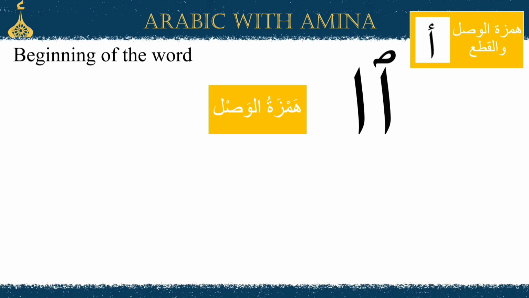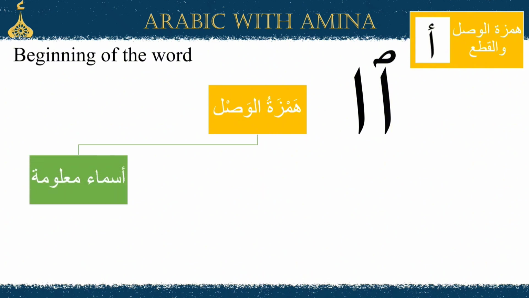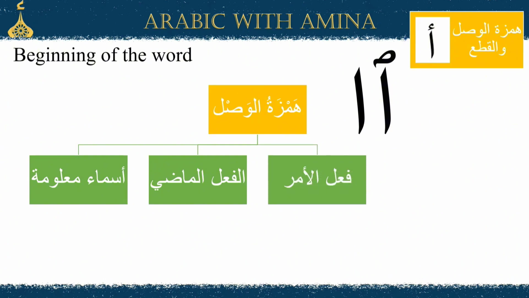So when do we use Hamzat al-Waṣl? Hamzat al-Waṣl is used in 4 cases. In Asma'ul Ma'luma, which is specific nouns, al-fi'l al-madi, certain past tense verbs, fi'l al-amr, imperative verbs, and al-ta'rif, the definite article.